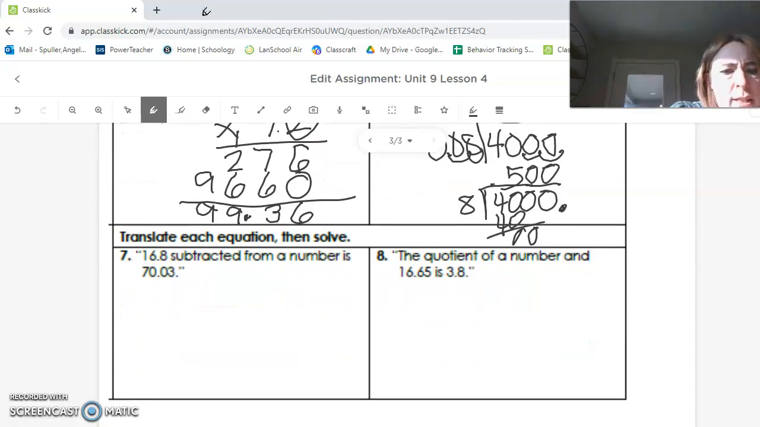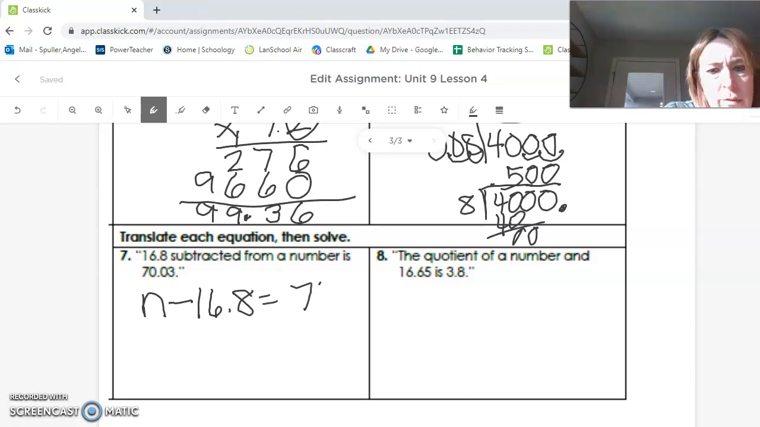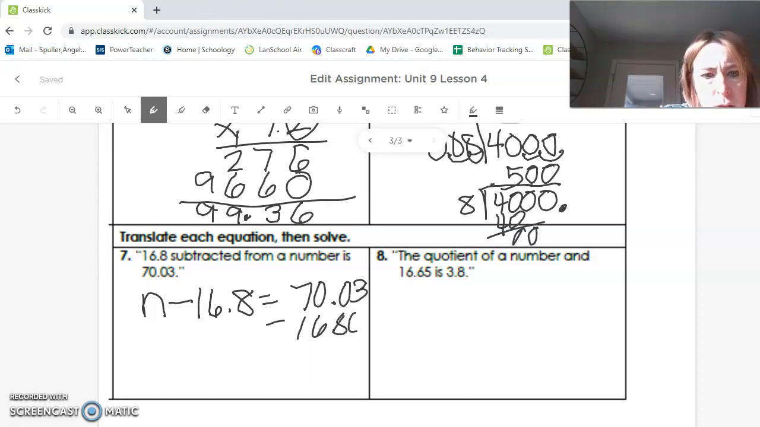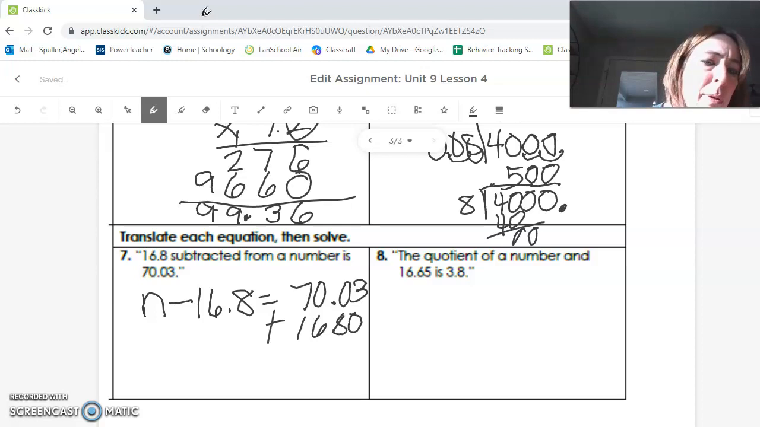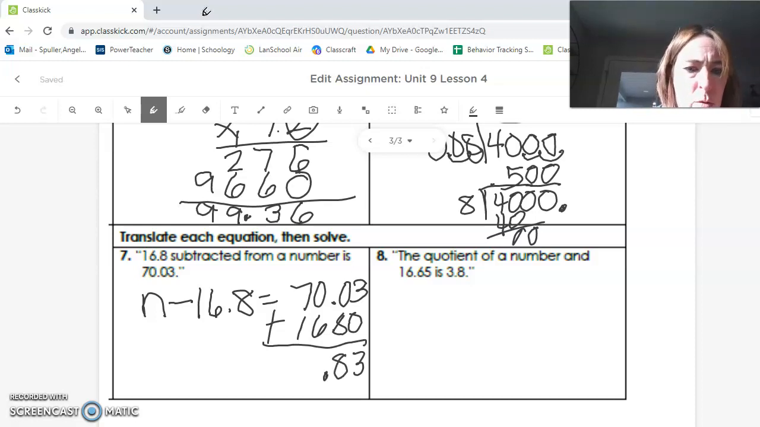All right. 0.8 is subtracted from a number. Be taken away from a number means equals 70.03. If I subtract this, okay, I need to find it out. So I'm going to actually add, because here I'm subtracting. So now I'm going to add. So 3, 8, decimal. I better put my decimal there. 6, 8.